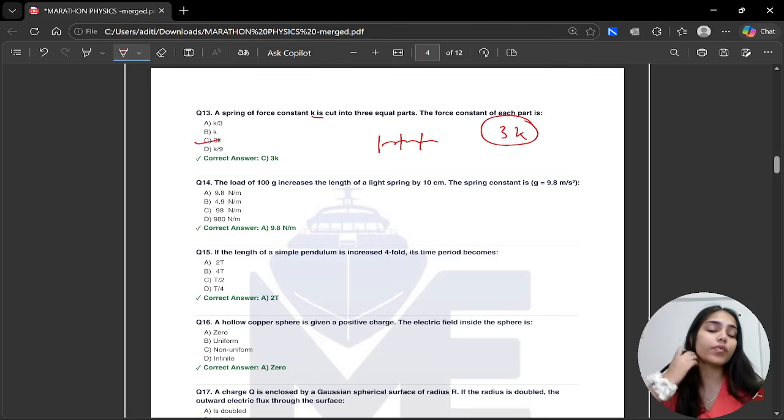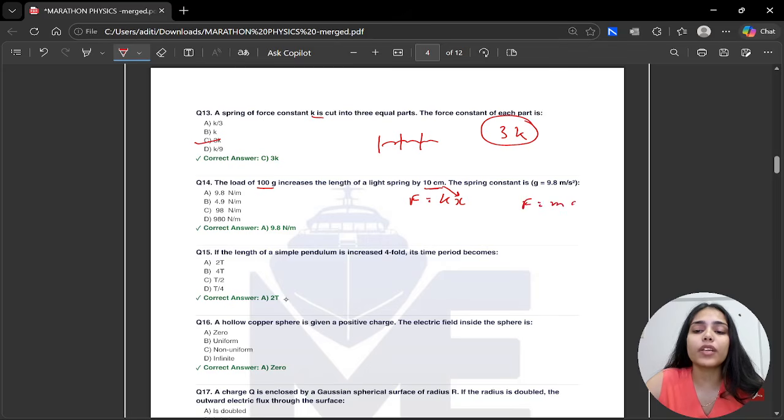Now, moving on, a load of 10 grams increases the length of a light spring by 10 centimeters, and we have to calculate the spring constant. Because of this weight, the spring got elongated by 10 centimeters, so F is equal to Kx, and x is equal to 10, right? The weight is 10 grams. So, we know that weight F is equal to mg, right? So, mass is 100 and g is 9.8. That will be equal to Kx. And x we already know is 10, correct?